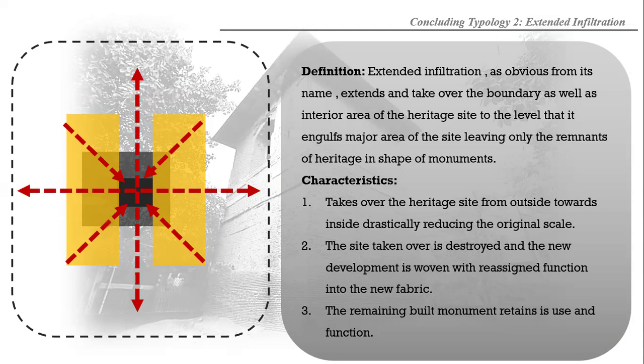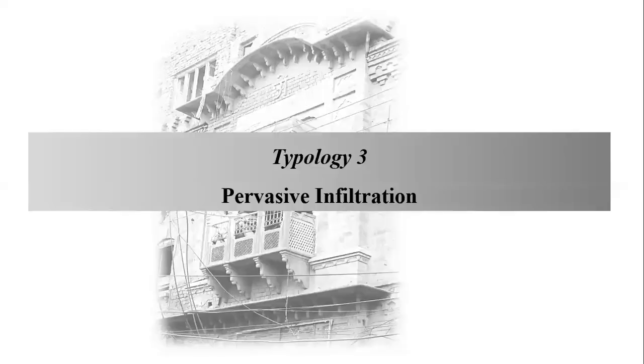The site taken over is destroyed and the new development is woven with reassigned function into the new fabric, and the remaining built monument retains its use and function. The third type of typology is the pervasive infiltration.